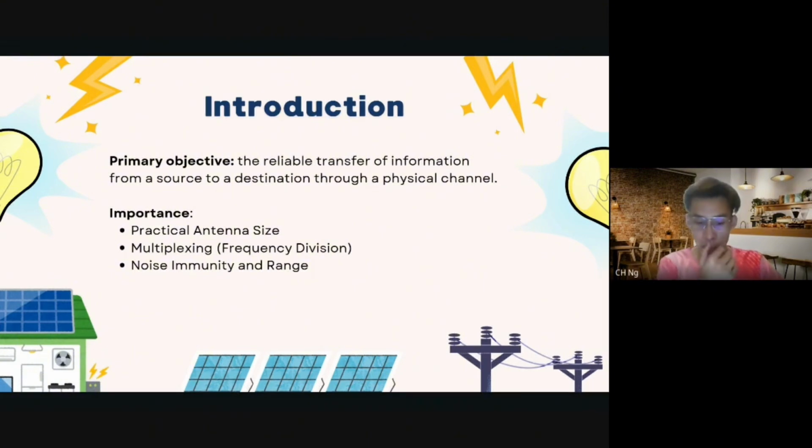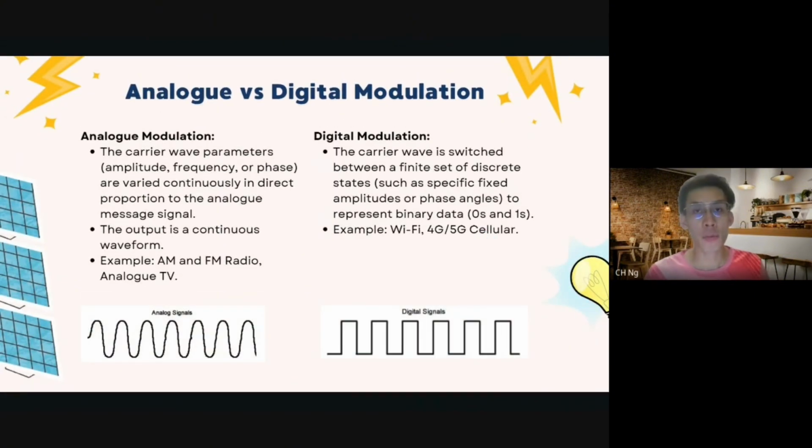Next, multiplexing, frequency division. Because without modulation, all voice and music signals will occupy the same low frequency baseband. So modulation allows us to shift different signals to different carrier frequencies, allowing them to share the same physical medium without interference. Next, noise immunity and range. Certain modulation techniques allow the receiver to filter out the noise that accumulates during transmission, recovering a clean signal at the destination.